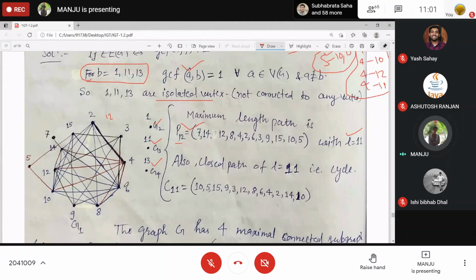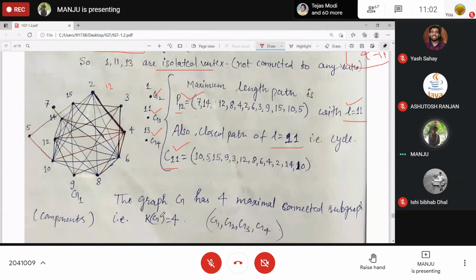And here the degree of every vertex except 7, that is the degree of 11 vertices, is at least 2. So we can also find a C11 cycle passing through all the vertices except 7, because through 7 it would not pass, as we need at least degree 2. So there will exist C11 with length 11. Either maximal cycle or maximal path, both have length 11. Clear? How many components does it have? 4, right?